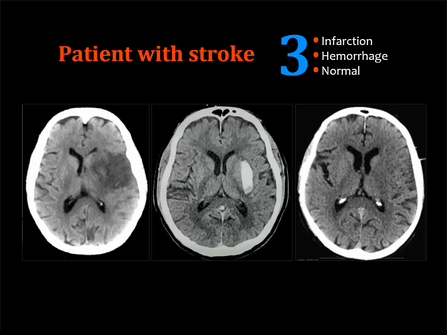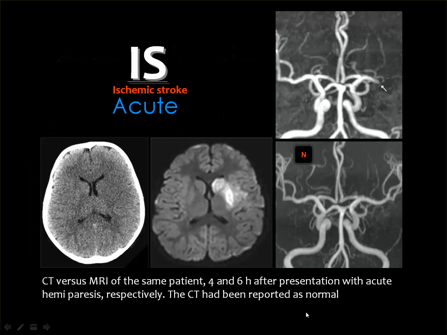Then, if you see nothing in the CT brain, then you go for MRI. And this MRI should include diffusion weighted images and should include MR angiography, both. Then at that time, this is the normal brain. By diffusion images, you see the infarcted area. On MR angiography, you see the occluded vessel.